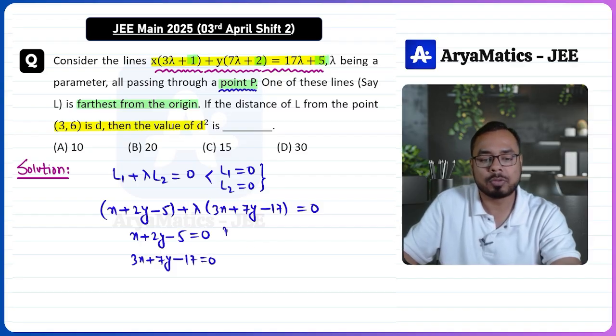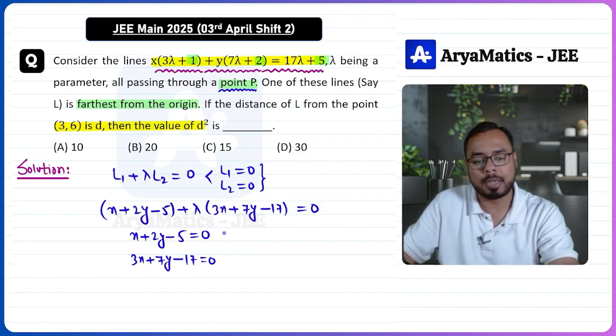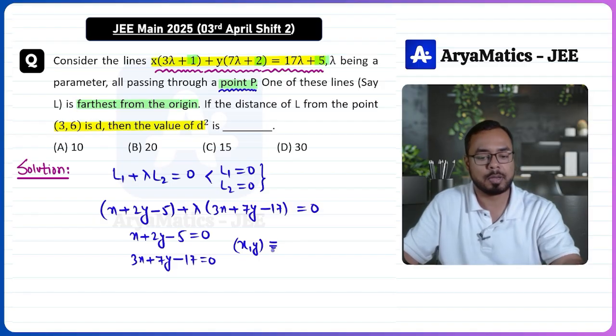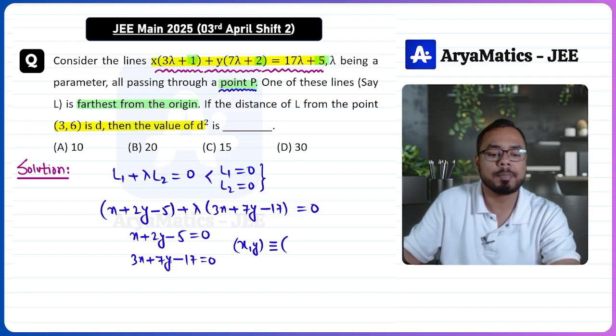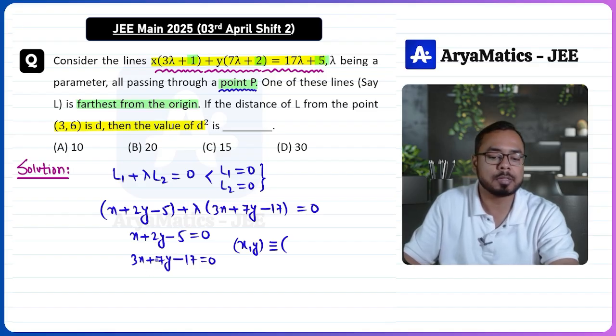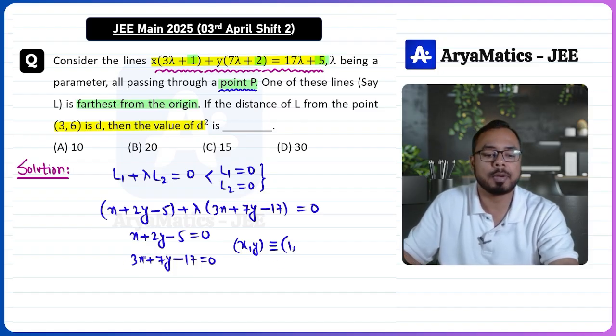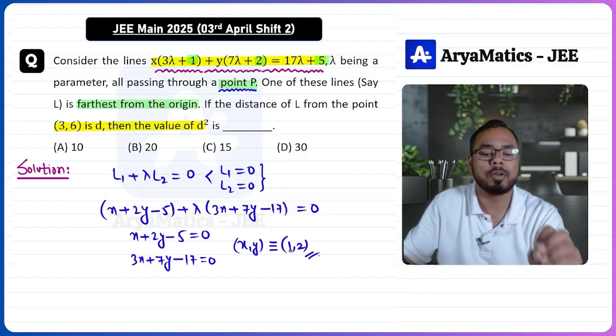Now, if you solve these two lines using any method, here we are going to use the cross multiplication method, but if you want, you can use the elimination technique also. So using cross multiplication, b1 c2 minus b2 c1, that will be minus 34 plus 21 divided by 7 minus 6. So minus 34 plus 35 will be plus 1, and divided by 7 minus 6, that will be 1. So the x coordinate is 1, and if x is 1, then the y coordinate will become 2. So this is the point of concurrency, the point (1, 2).